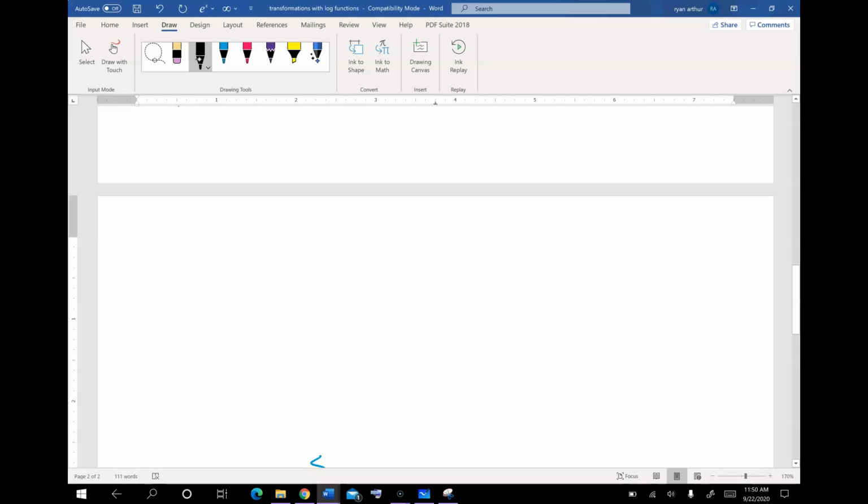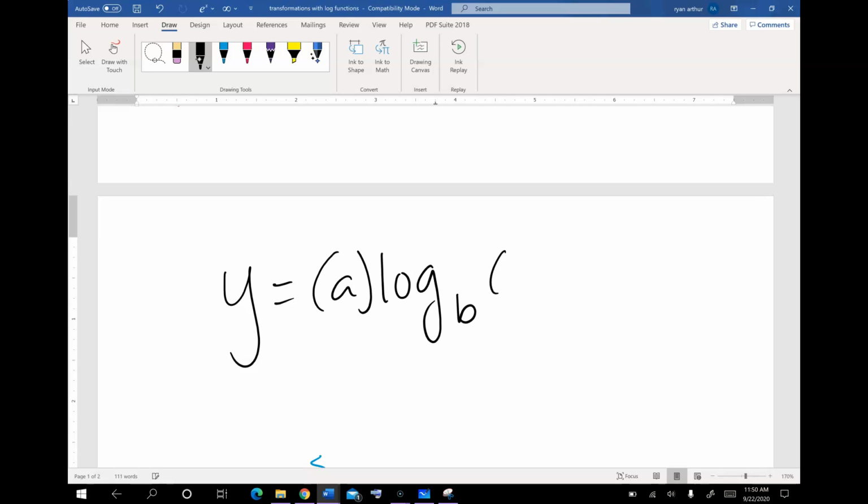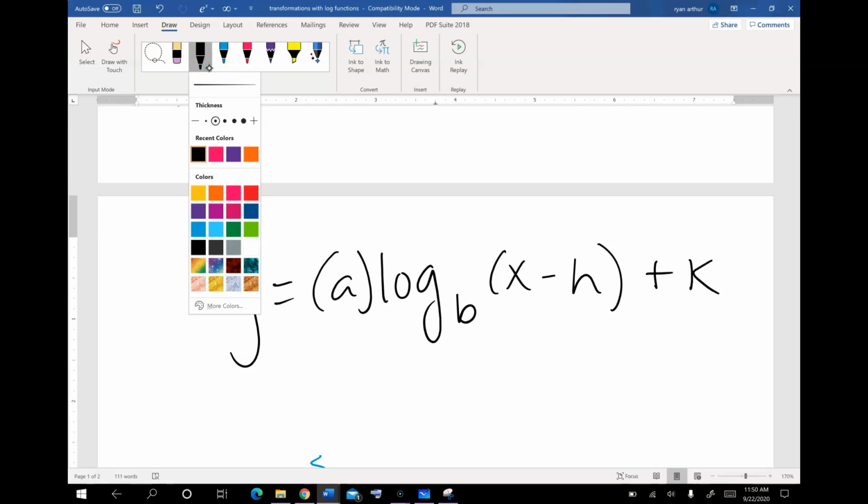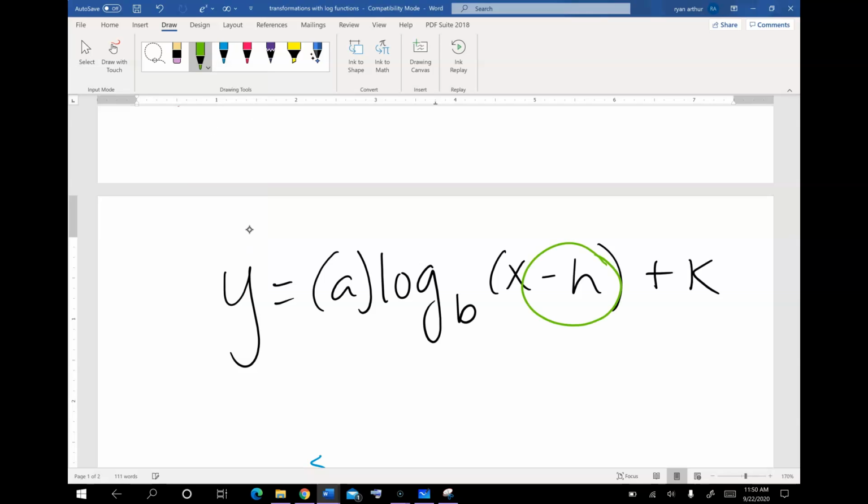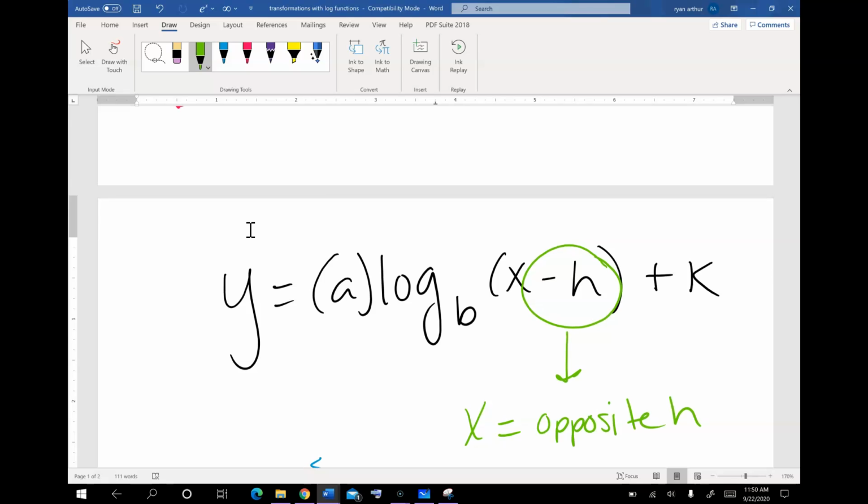All right, so you have the equation y equals a log with a base b of x minus h plus k. So in the exponential, the k was your asymptote. So in a log function, your h is your asymptote. So your asymptote is x equals opposite h. So let's go up and find the asymptote for all these.